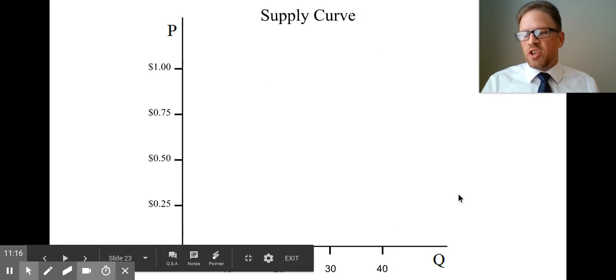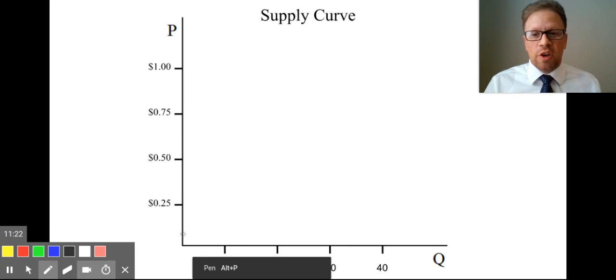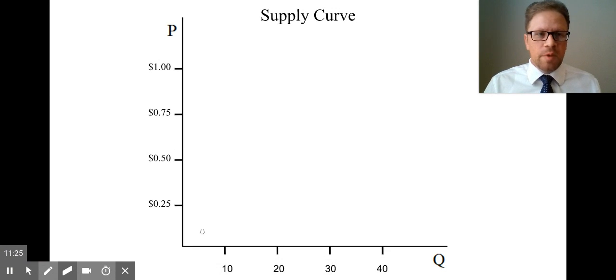So the information in a supply schedule is often represented in what's called a supply curve. This is very similar to what we did when we made a demand curve. Again, you take the information in your supply schedule. For a quarter, they're willing to produce 10 Mountain Dews. We raise that price to 50 cents, now they're willing to produce about 20.